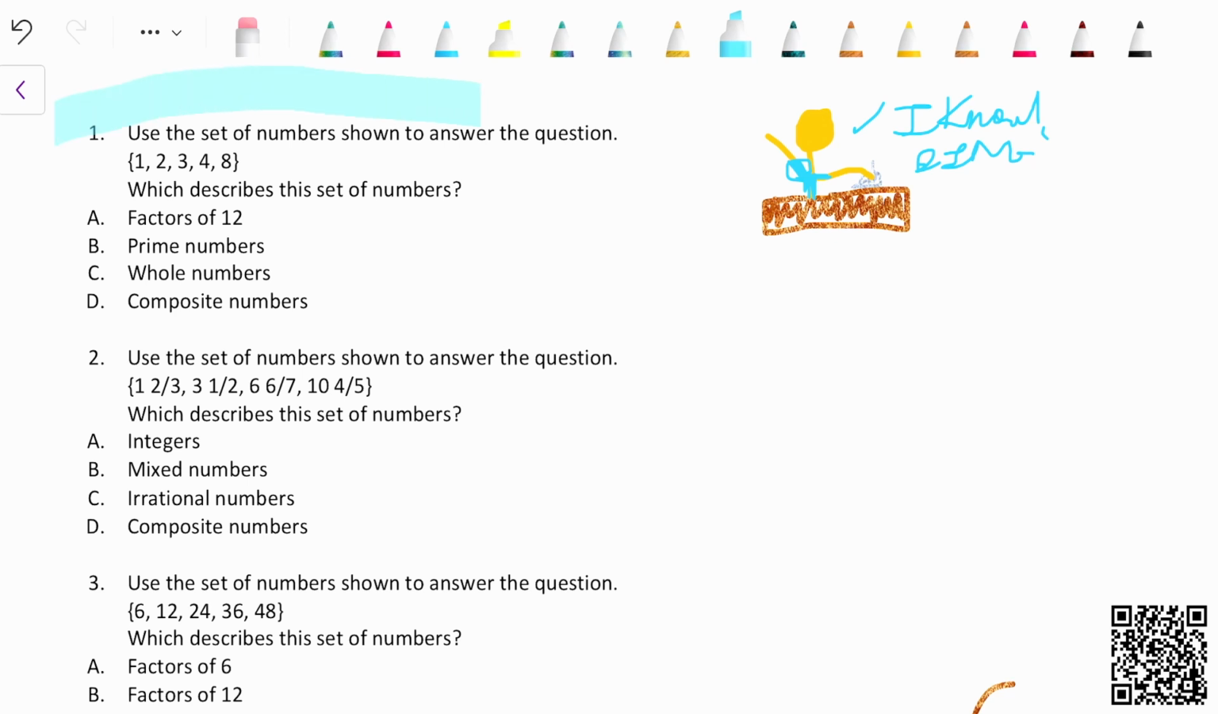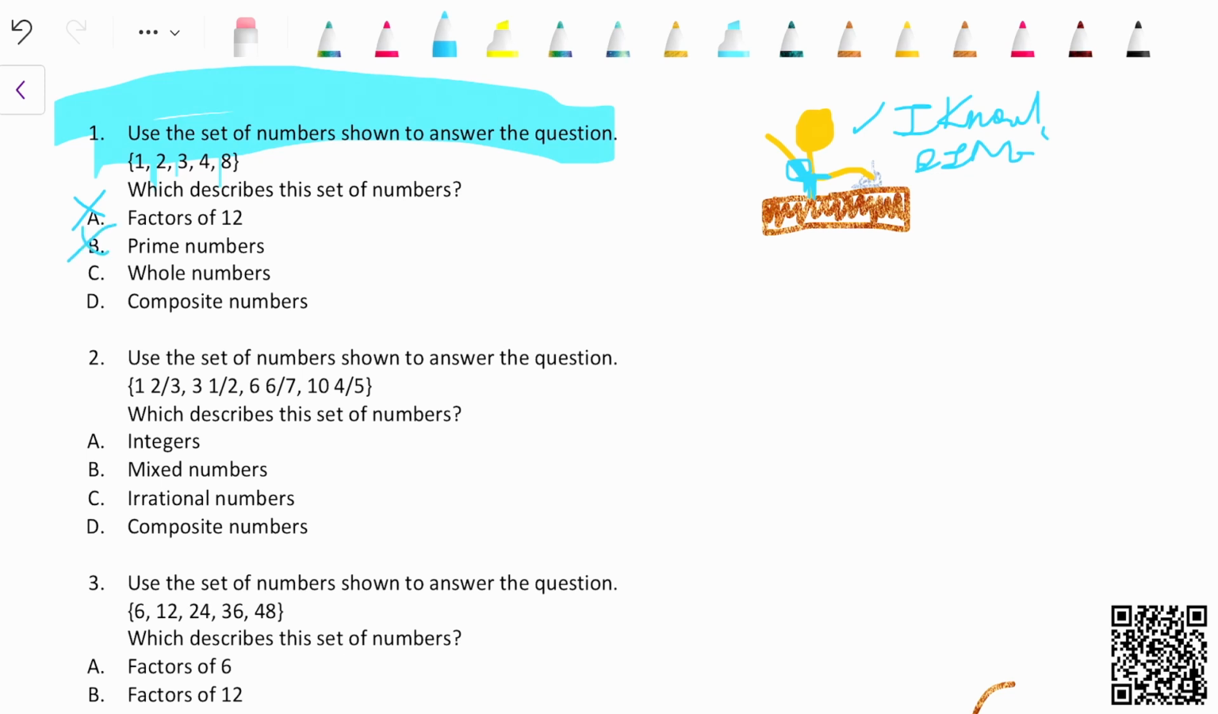Question 1. Use the set of numbers shown to answer the question. So we have 1, 2, 3, 4, and 8. About to say 5. But what describes the set of numbers? Well, factors of 12, definitely not, because 8 is not a factor of 12. Prime numbers, no, 4 and 8 are not prime.